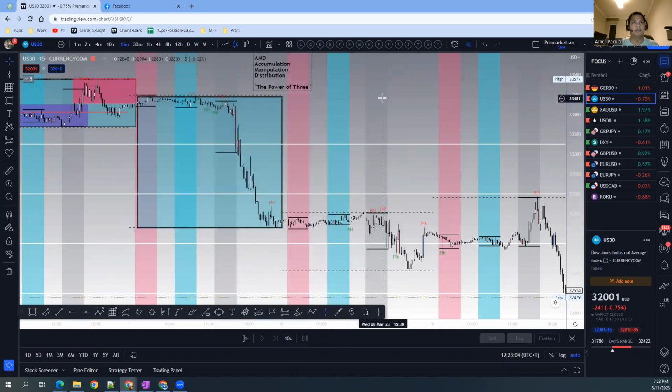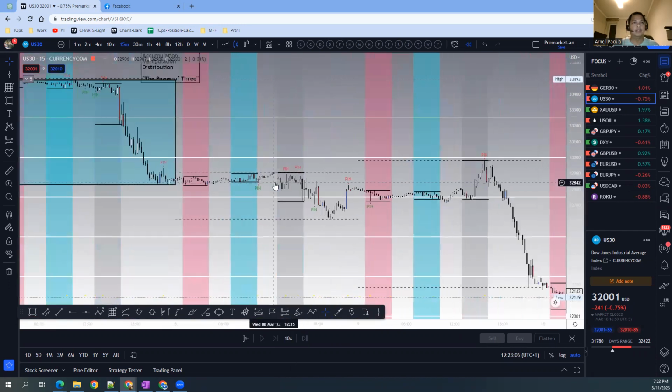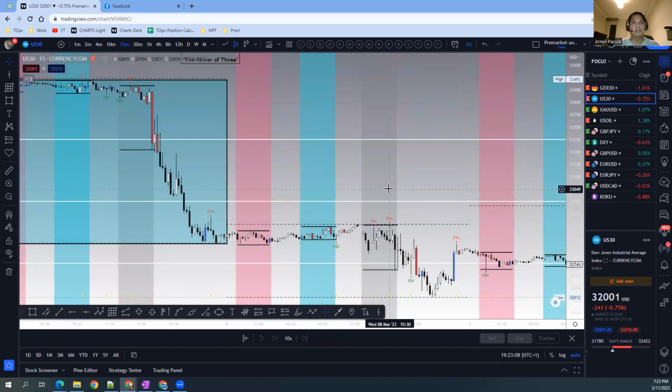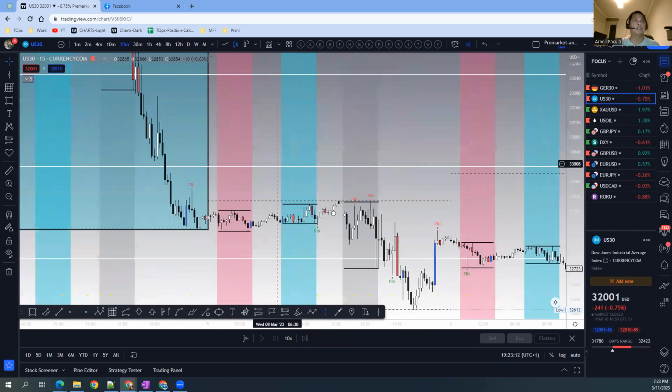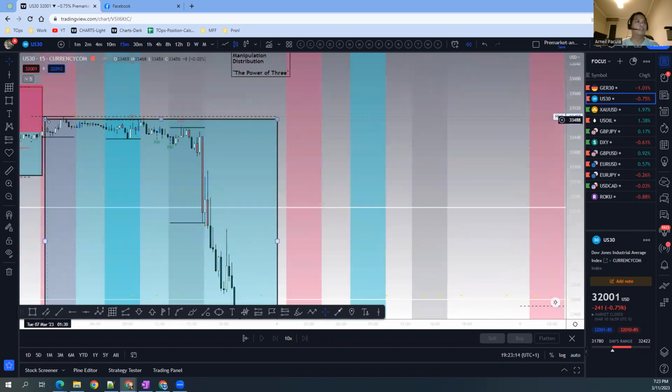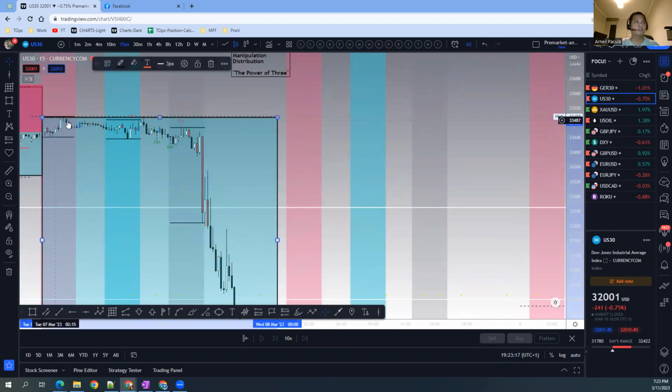for the short side. And then here again, we have really a very, very good example of, by the way, that's the reason also why I don't trade the Asian session, because usually Asian session is the accumulation phase. London session, the manipulation phase. So here you can really have a good entry for the rest of the day.